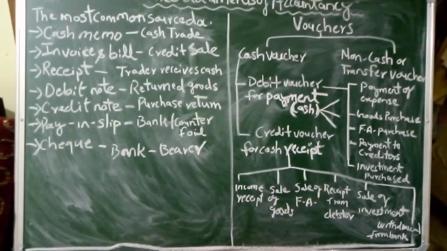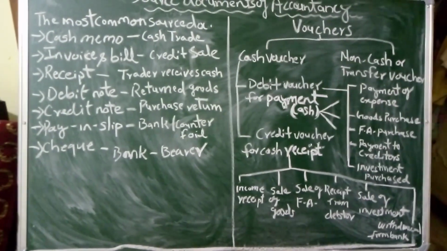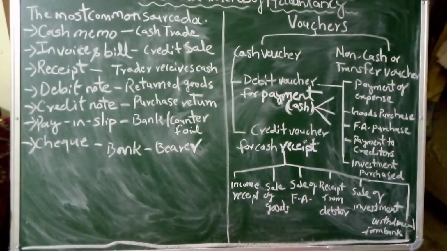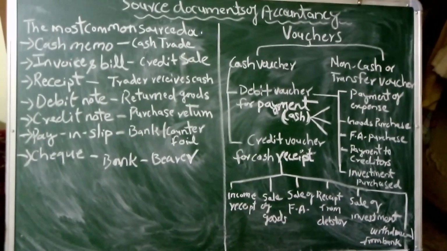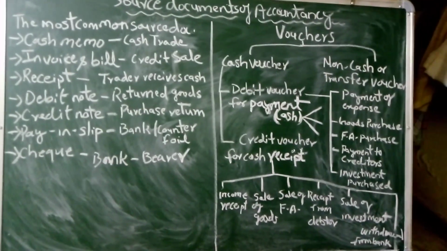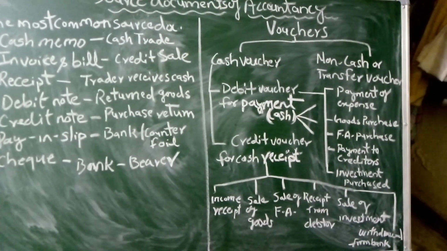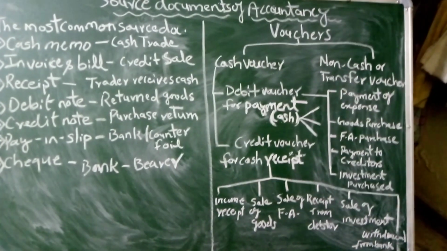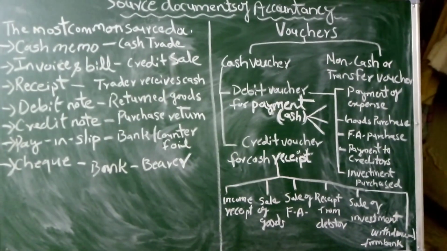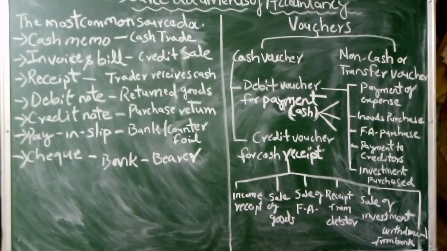Now cash vouchers are again divided into debit vouchers, when you make a payment in cash, and credit vouchers, when there is a cash receipt. There are subdivisions of debit vouchers and credit vouchers as well. Debit vouchers, you can see here: payment of expenses, goods purchased, fixed assets purchased, payment to creditors, investment purchase. Remember, all these expenses or purchases are made exclusively in cash.